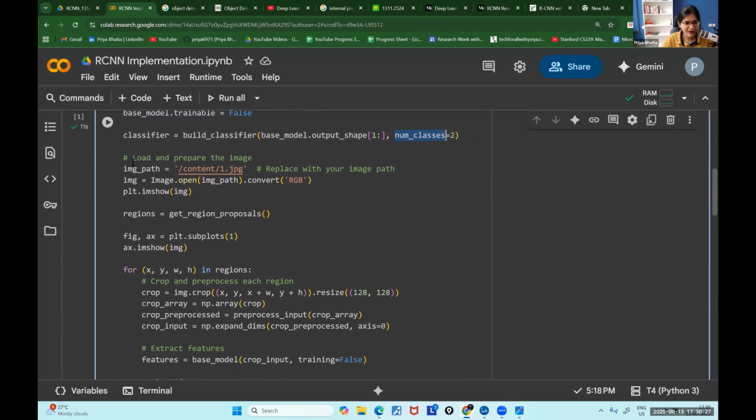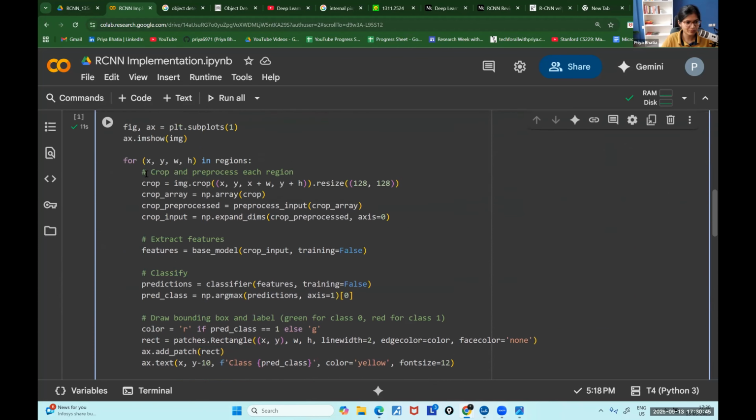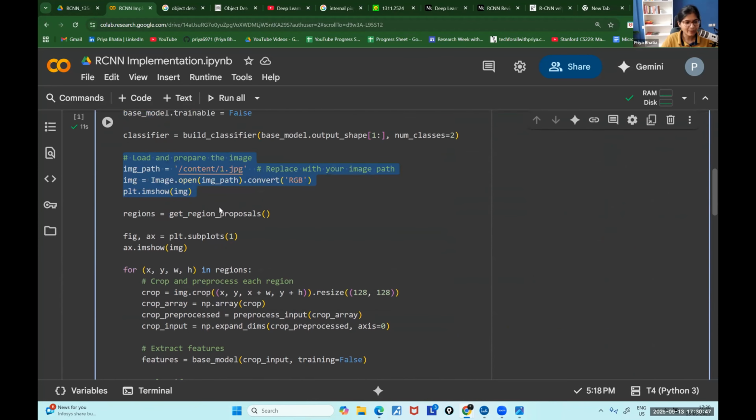We have to just provide the image, and whatever image is there, we are trying to convert it into RGB and plot it, so that in the output, the input image is visible to me. So you can see now, if you check this out, this is the input image which we are working with because we have tried to print this. Now what will happen? We will try to get the regions.